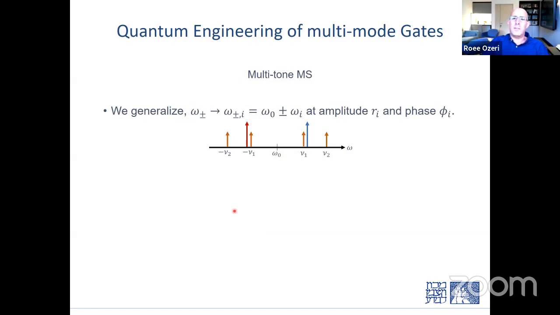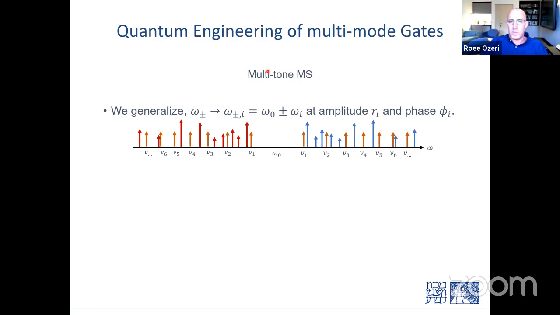As we started off, for the Molmer-Sorensen gate for two ions, we have two motional modes and then two tones with which we drive the Molmer-Sorensen interaction. If we have many, many more ions, we'll have many more motional modes, but then we'll need to pack many more tones. So again, we're going to generalize the Molmer-Sorensen into a multi-mode Molmer-Sorensen interaction.